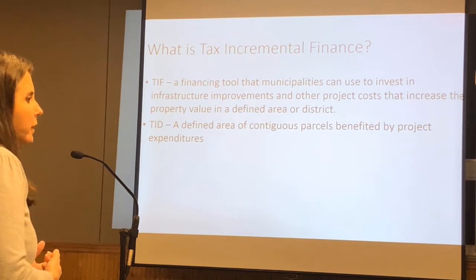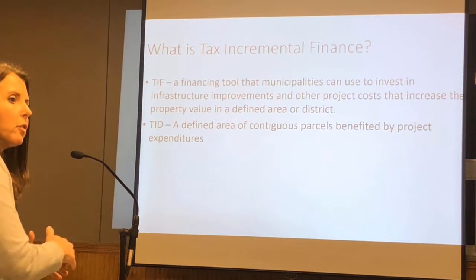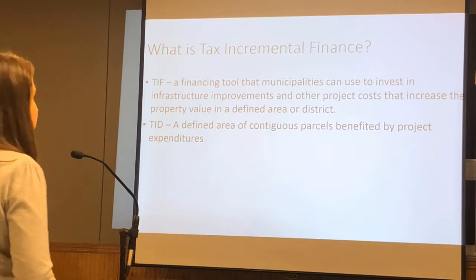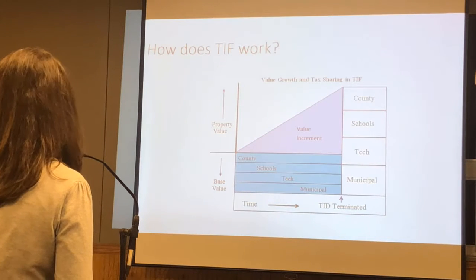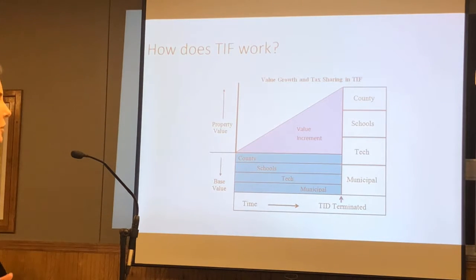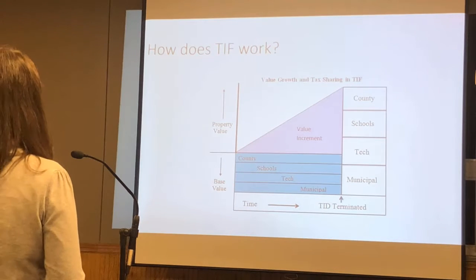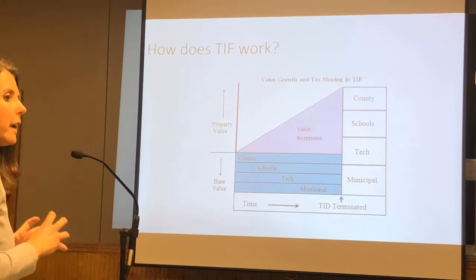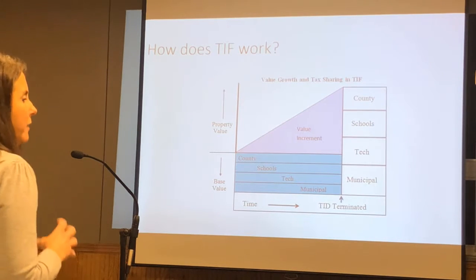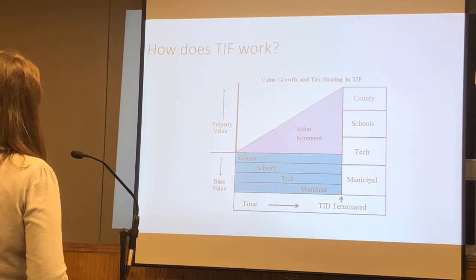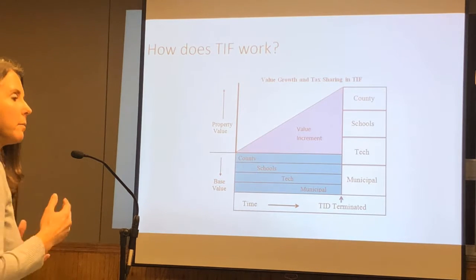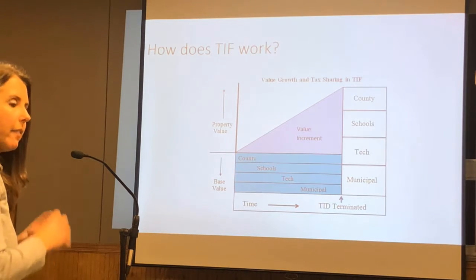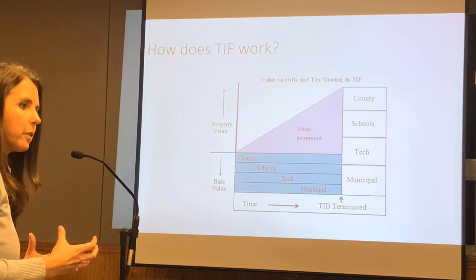A tax incremental district, or a TID, is actually the physical boundaries of that area, the specific properties that are included in the district that are benefiting from the improvements in the district. This is a simple diagram intended to show how this works. When a TIF district is created, there's a base value that's established. It's the existing property value at the time that the district is created. And the county and the school district and the technical college and the town would continue to collect the same property taxes on that base value as if there were no TIF district in place.